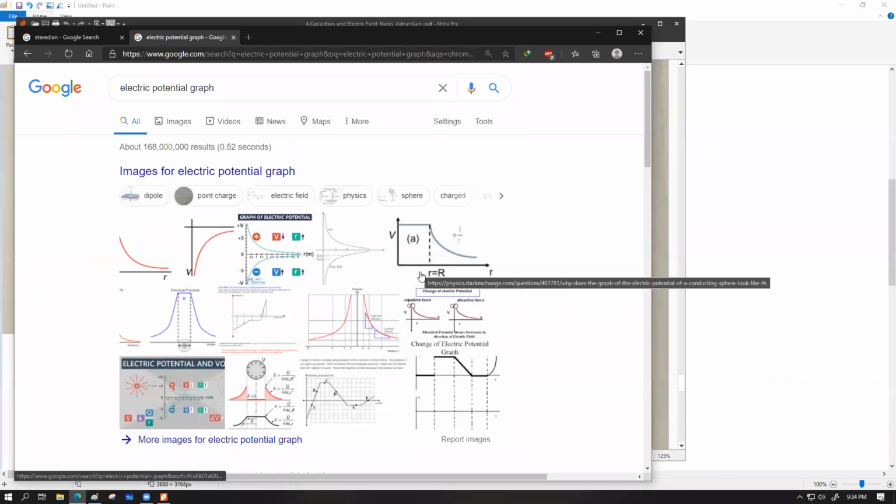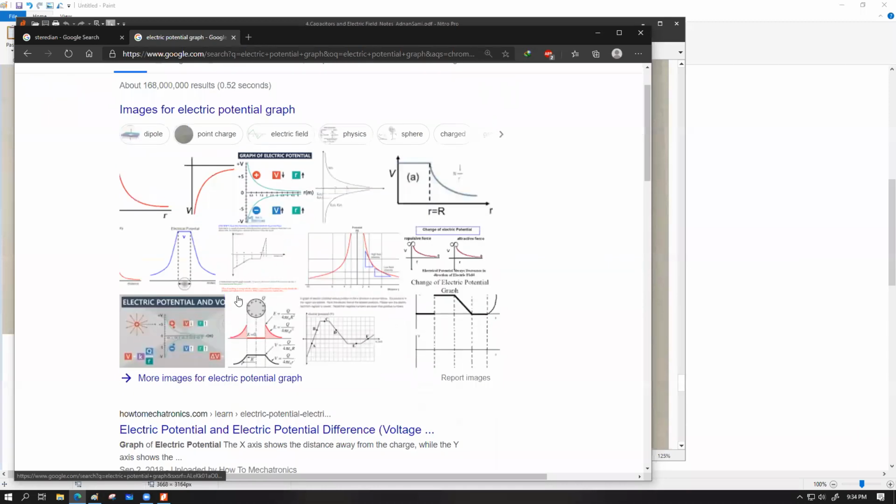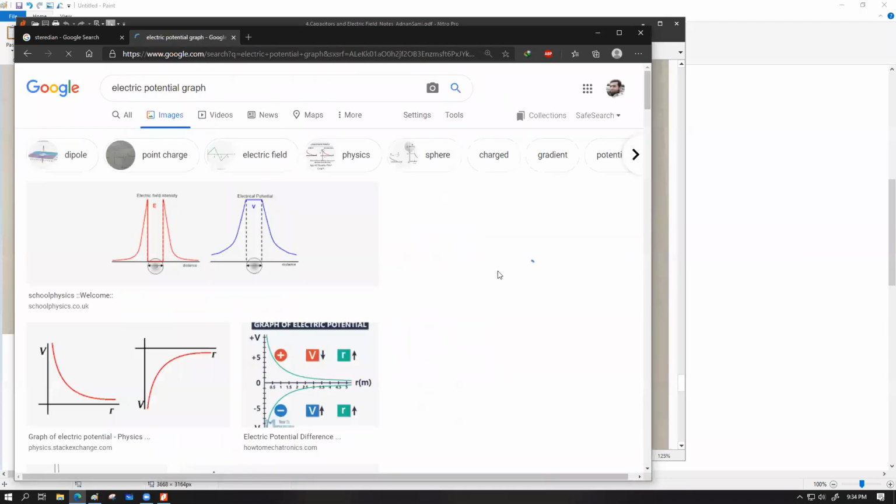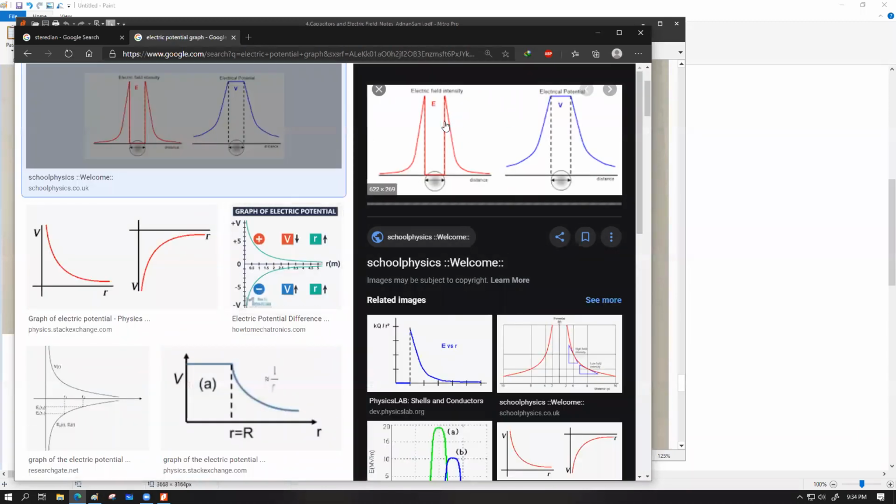For a positive charge, the electric potential graph looks like this. If you have a spherical object, the electric field strength spikes up at the surface, and inside there is no charge, so there is no electric field strength. It starts exactly from the surface. For potential, it is going to be like that.